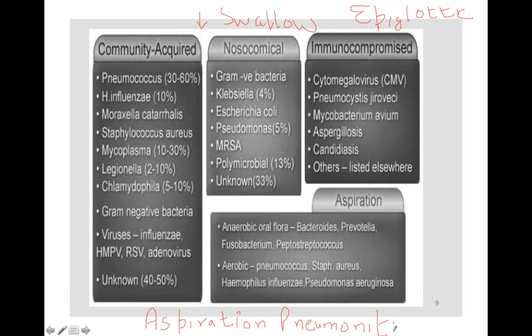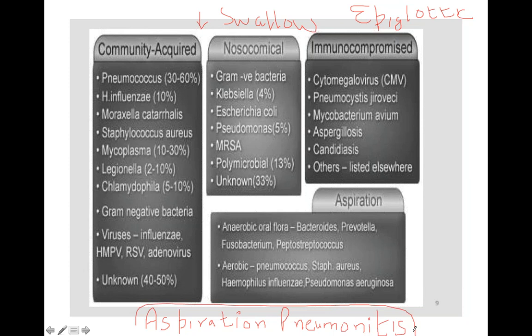So there is a difference between aspiration pneumonitis and aspiration pneumonia. Pneumonitis is basically a chemical reaction, and the patient will have cough and chest pain. If there is a superadded infection, that will cause aspiration pneumonia. So pneumonitis is just a chemical reaction, and pneumonia is a superadded infection.